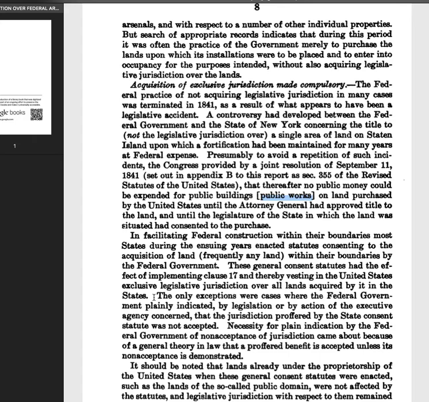The only exceptions were the cases where the federal government plainly indicated by legislation or by action of the executive agency concerned that the jurisdiction proffered by the state consent statute was not accepted. Necessity for plain indication by the federal government of non-acceptance of jurisdiction came about because of a general theory in law, because most of law is theory, that a proffered benefit is accepted unless its non-acceptance is demonstrated. So they're practicing law. They're trying to find out what works and what doesn't work.